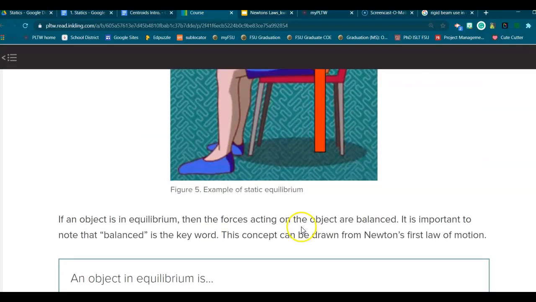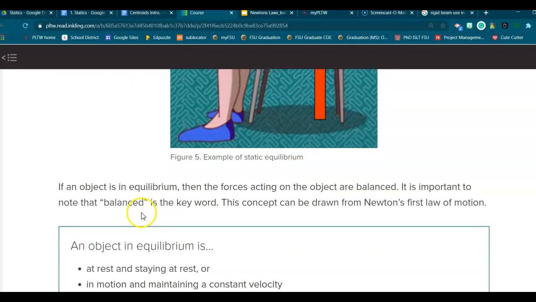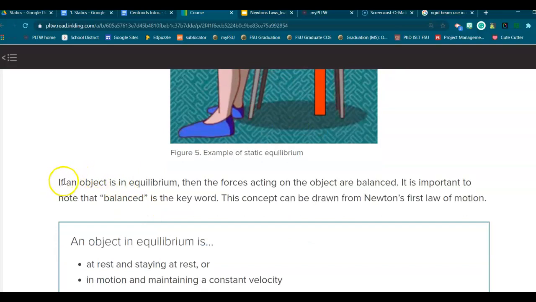Same amount of force. How much? 100 pounds here, 100 pounds there. How much? That's magnitude. If an object is in equilibrium, then the forces acting on the object are balanced.